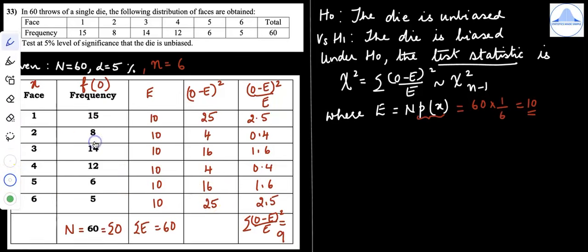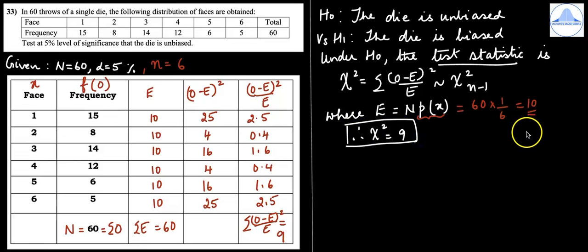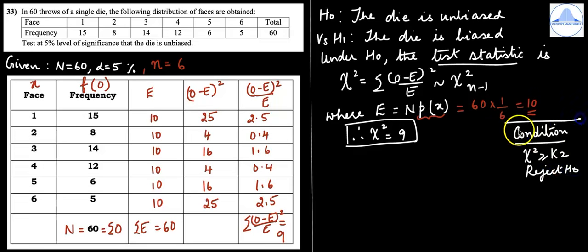So next let us find out what is chi-square. So therefore chi-square is equal to summation O minus E whole square by E from the table, which is 9. So we get chi-square is equal to 9. Next at the right side, you have to write the condition for a chi-square test for goodness of fit. So goodness of fit test is a right-tailed test. So the condition for a right-tailed test is chi-square is greater than or equal to k2. So if this condition is satisfied, then you will reject H0.